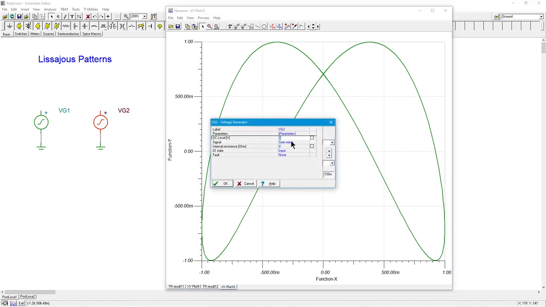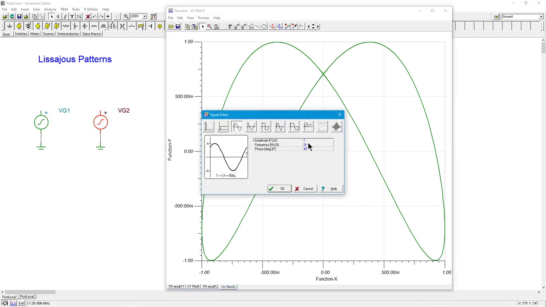I'll give you another clue. So let's change this down to like 10 degrees.